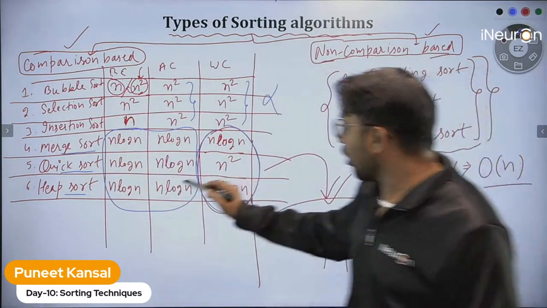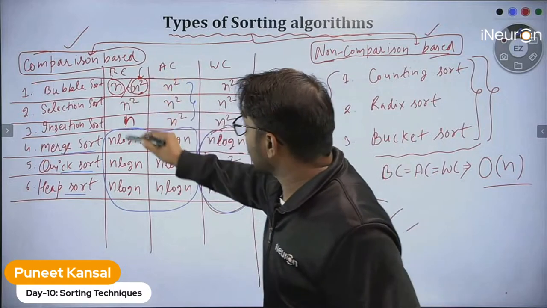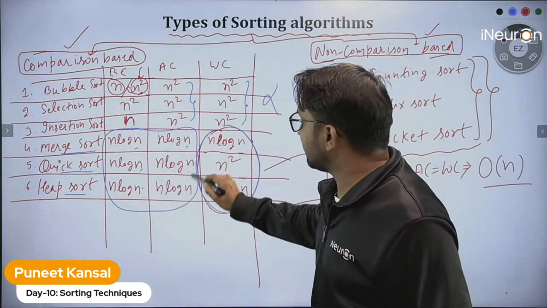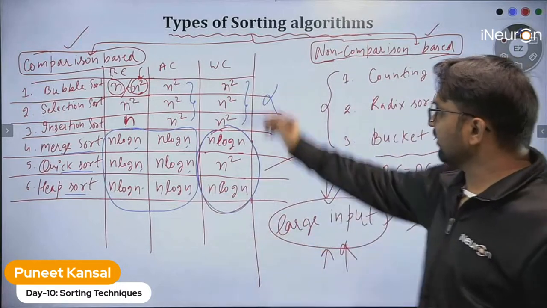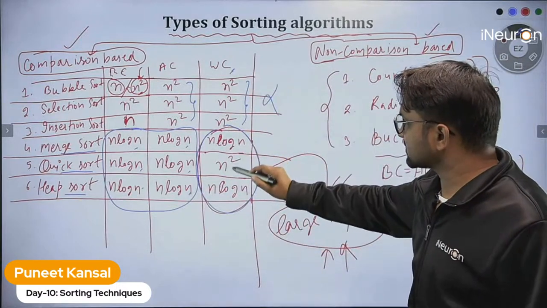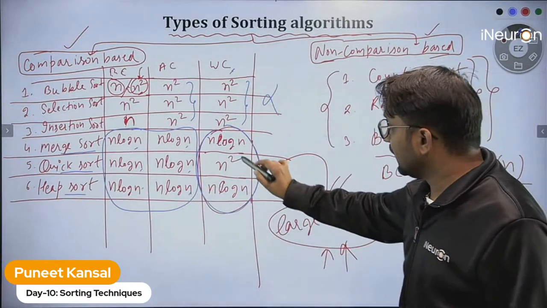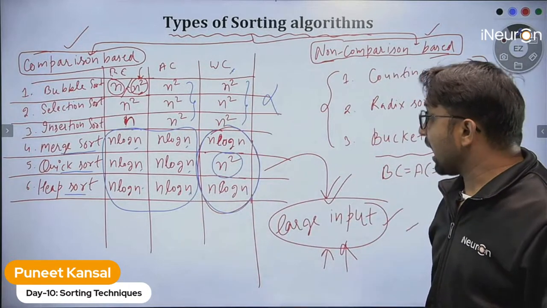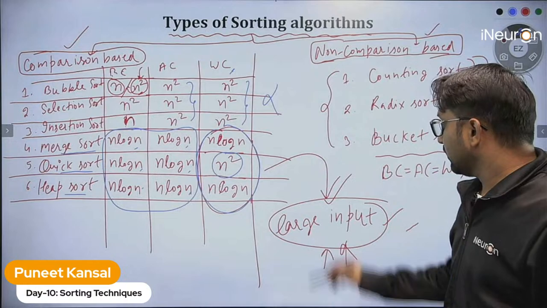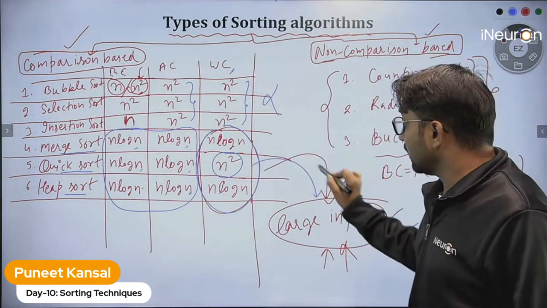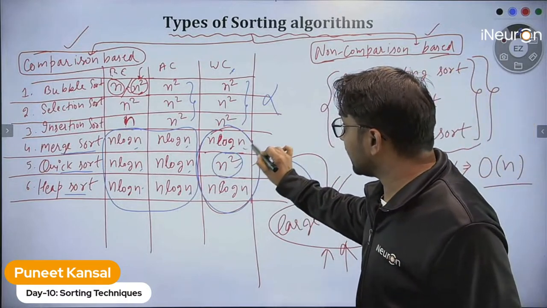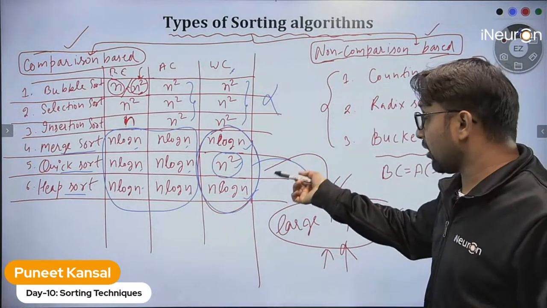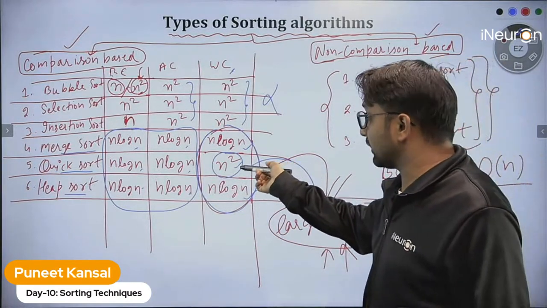Now we compare the best case complexity, which is the same for all of them. Average case is the same for all of them. Now when we compare the worst case, we find that quick sort is taking more time. N square is bigger than n log n. Then why am I still saying that quick sort is the best sorting algorithm? Quick sort is taking more time than merge sort as well as heap sort.